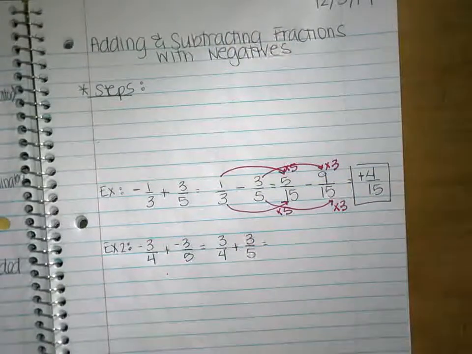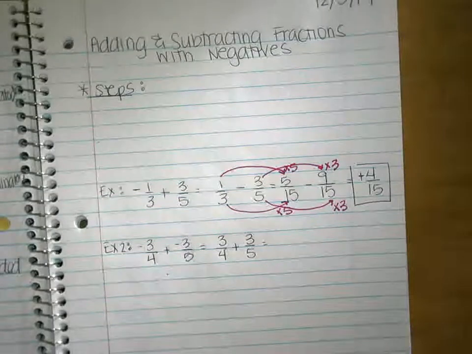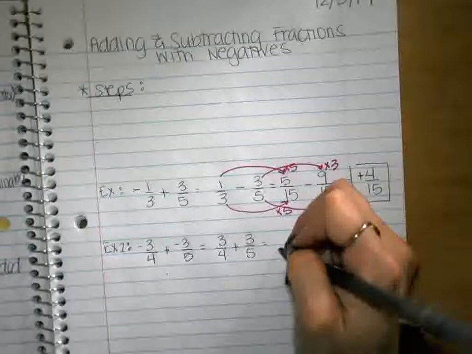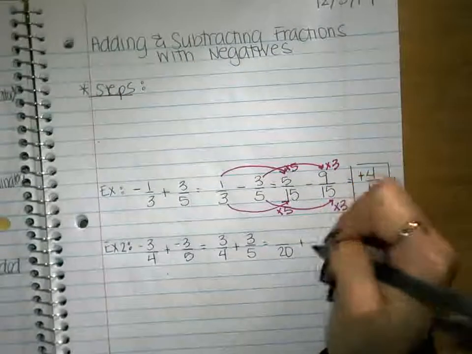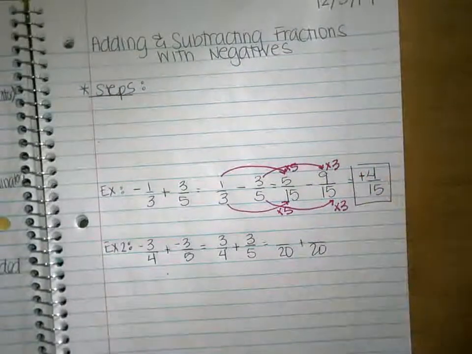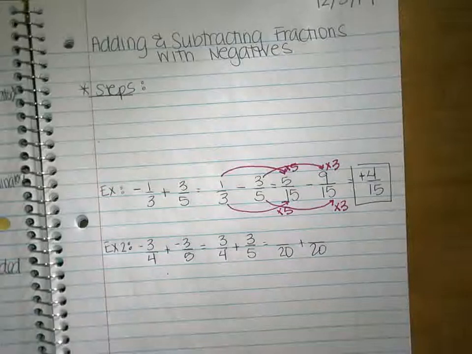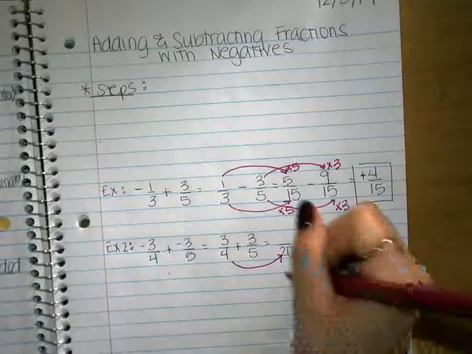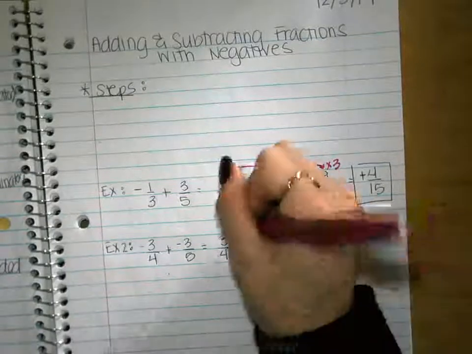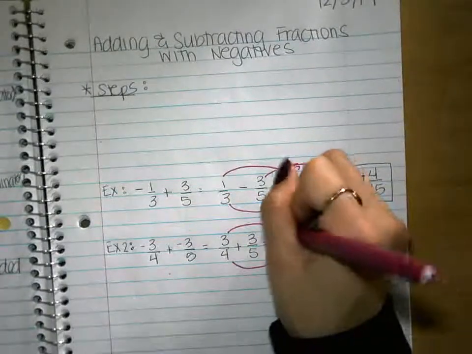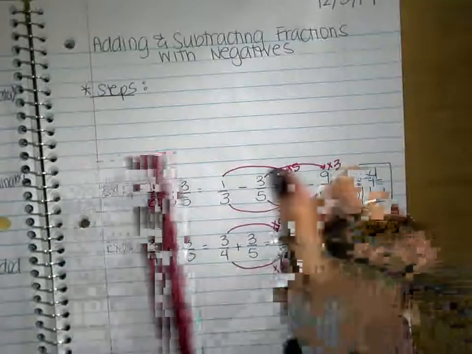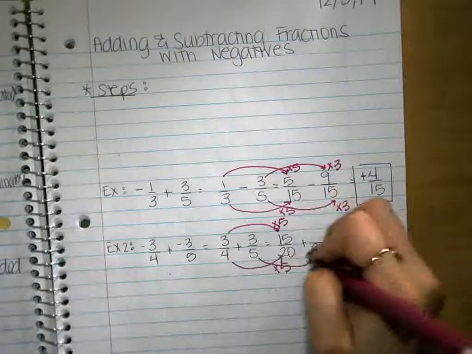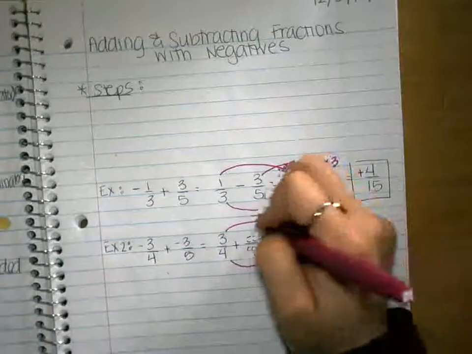Now find your least common denominator. Which is what, everyone? 20. How do I get 4 to 20? 5. Which means my numerator is 15. 15. How do I get 5 to 20? Times 4. So what's my numerator? 12.